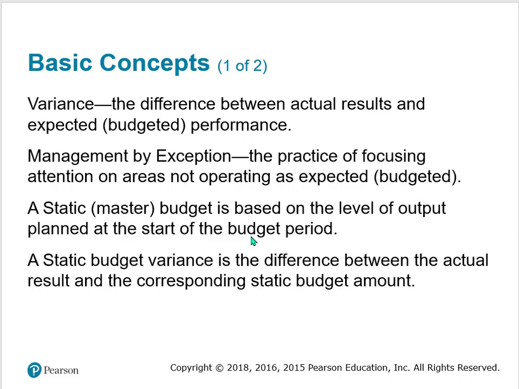Now, a static budget is another name for the master budget. It's based on the level of output planned at the start of the budget period, and just think that we came up with those numbers probably 5 to 7 months before the start of that period. So it's called the static budget because the budget for the period is developed around a single static planned output level.